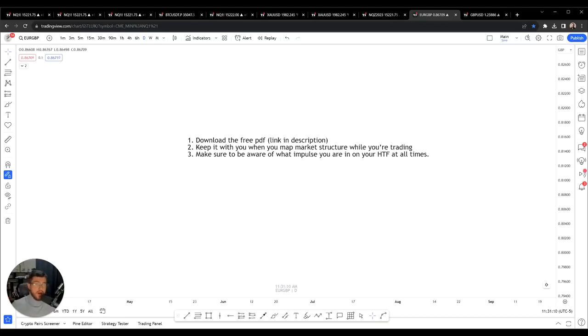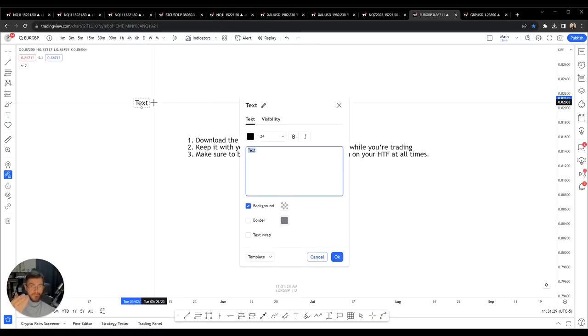2, I want you to keep it up when you're mapping market structure, right? Just have it either on your phone or somewhere on your screen. If you have 2 screens, have it on your other one. Somehow have it up while you're trading. And number 3 is just to make sure you're aware of what impulses you're in on the higher time frames at all times. You can even get watermark indicators on TradingView or use the text tool to just keep it in front of you, right? Being aware of things and just making it easy to do the right thing is always a win in my eyes.